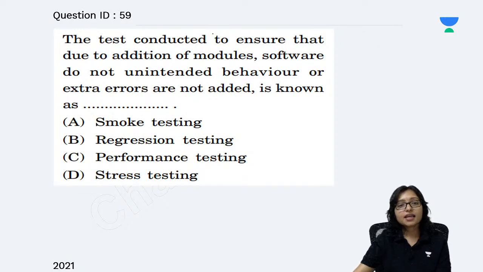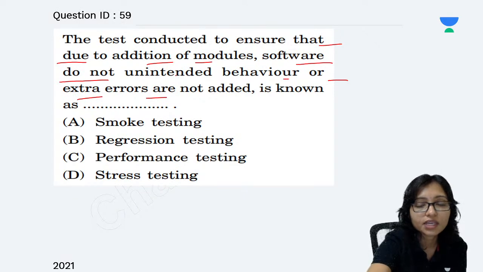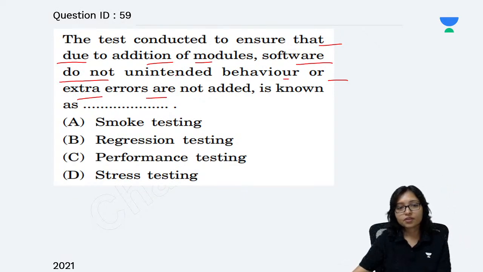Now do this. The test conducted to ensure that due to the addition of a module, the software does not show unintended behavior or extra errors are not added is known as?